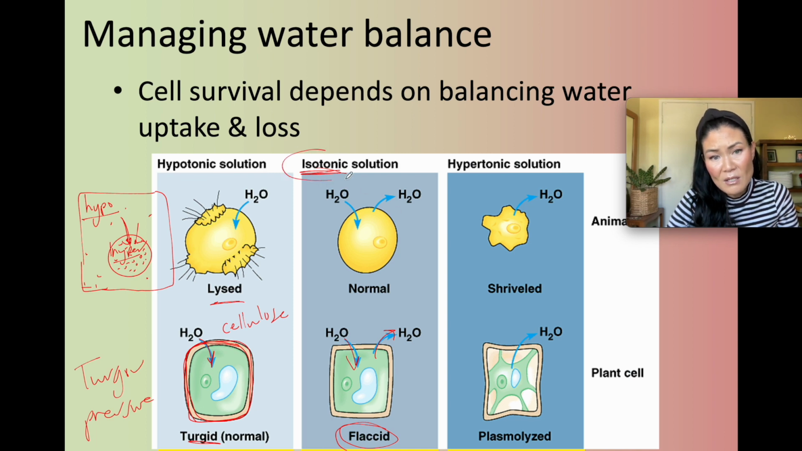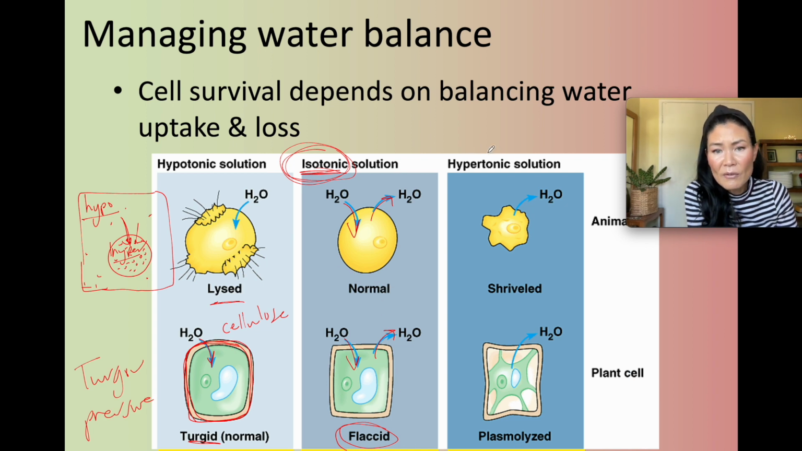Whereas isotonic solution is the best possible environment for animal cells, because in an isotonic solution you have water coming in, water going out. There's no lysing, okay? It's at its normal state. However, in a hypertonic solution where there's a lot of solute on the outside, water is going to come out. And as a result, the animal cell is going to shrivel up. Okay, it's going to shrivel up.